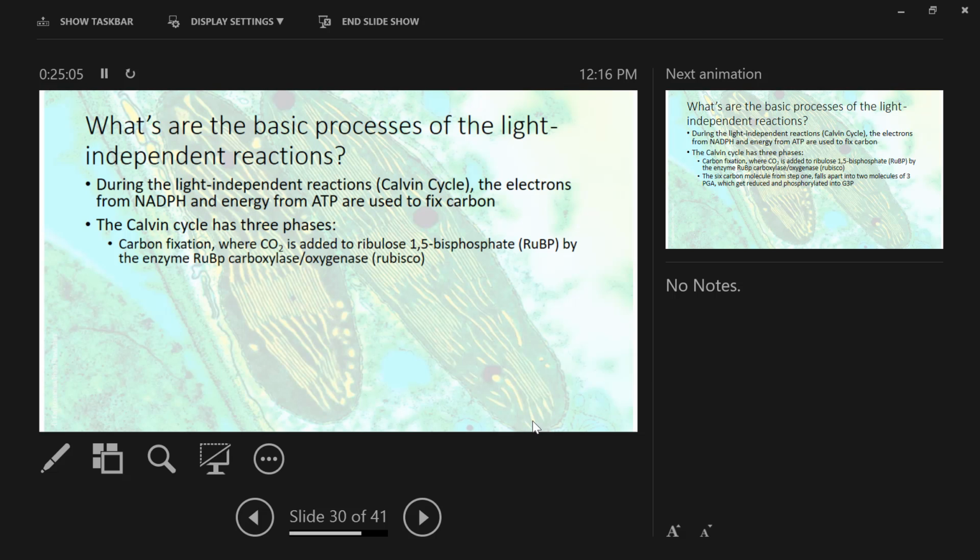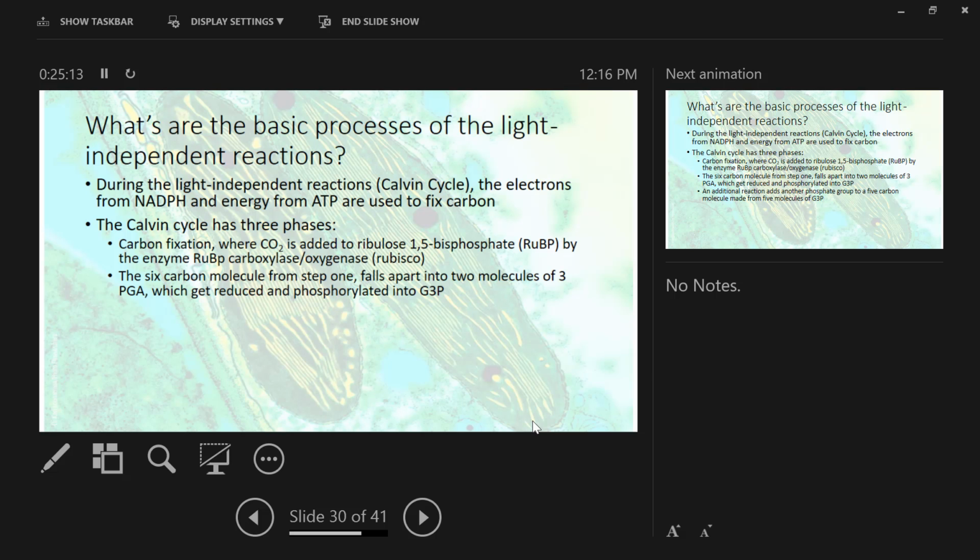All right, so that's step one. We got to attach carbon dioxide to a 5-carbon molecule. The next step is that basically that falls apart. It's very unstable. Once you attach that 6th carbon to that molecule, it immediately falls apart, producing 3 molecules of phosphoglyceraldehyde, which then gets reduced into a G3P, glyceraldehyde 3-phosphate.